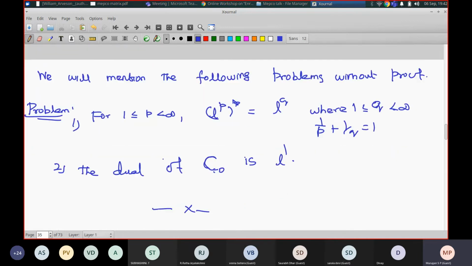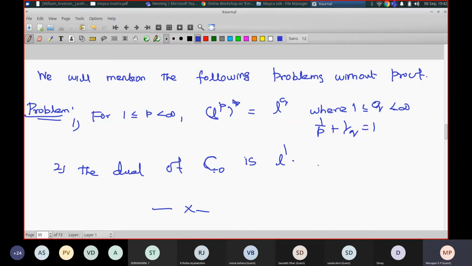I will mention the following without proof. The dual of LP is LQ, where P and Q satisfy the relation 1/P + 1/Q = 1. This relation also holds for capital LP and capital LQ. The dual of C0 is L1. C0, in the continuous sense, is the set of all continuous functions which vanish at infinity, and its dual is capital L1.